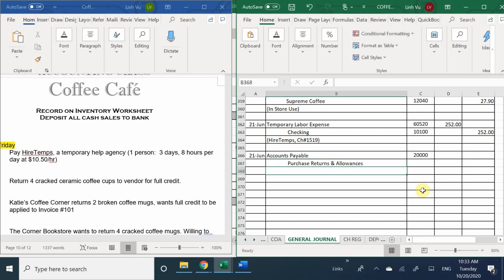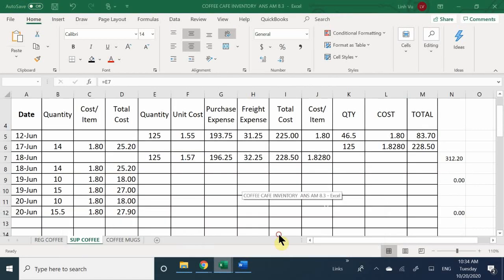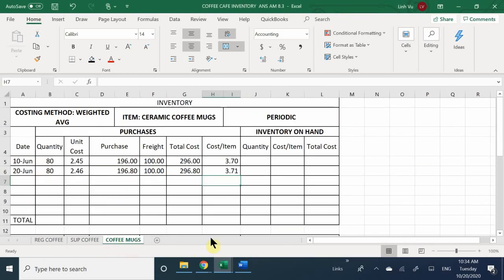All right. Now, how do we know how much we're going to be returning, and how do we know how much each cup cost us? The inventory worksheet. Okay, so let's take a look at the inventory worksheet. Coffee mugs.